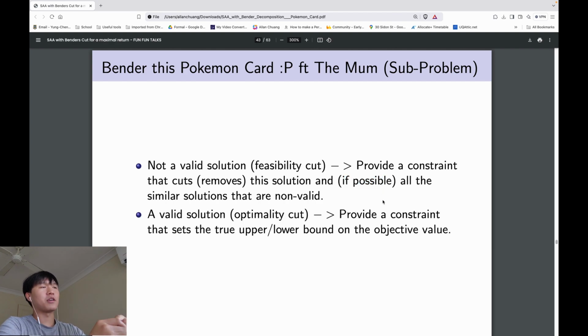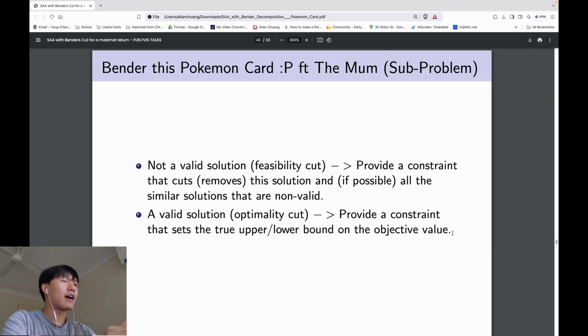The second card is going to be called an optimality card. So this is where the child gives us a valid solution, but the value it hands the solution might be weird. So for example, here is my water bottle, right? If I was a child, I might say, hey, this water bottle is worth $10 billion. And this water bottle might be a valid solution, but the price I put on this water bottle is insane, $10 billion, and that's just not correct. So that is what we call an optimality card, where the mother says, this is a valid solution, but you've given it a wrong objective value. And in that case, we would provide a constraint that sets the upper or lower bound, depending on the problem, to the true objective value.